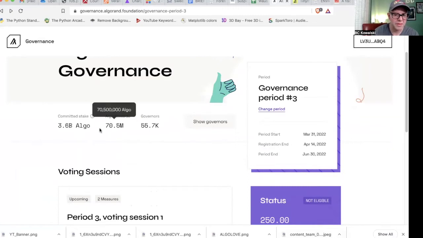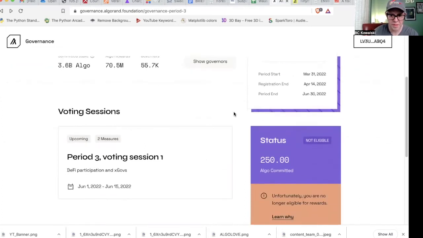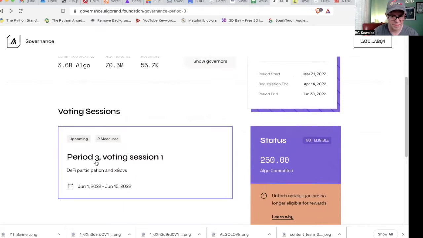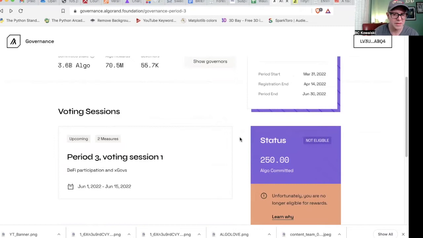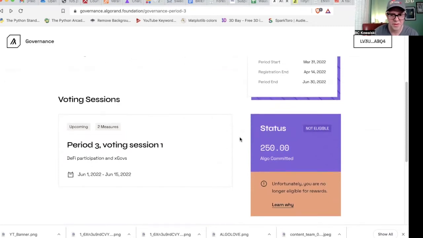There are 70.5 million algos up for grabs, and that's going to be split amongst 55.7 thousand governors and 3.6 billion algo. That's a lot of algo. But I really want to focus on the period 3 voting session. So that's what we're going to talk about most today. It says session 1. I don't know if there's going to be another session. I don't recall them saying anything about that in the All Hands. But as you can see, this is far less than I usually committed, and I am not eligible.